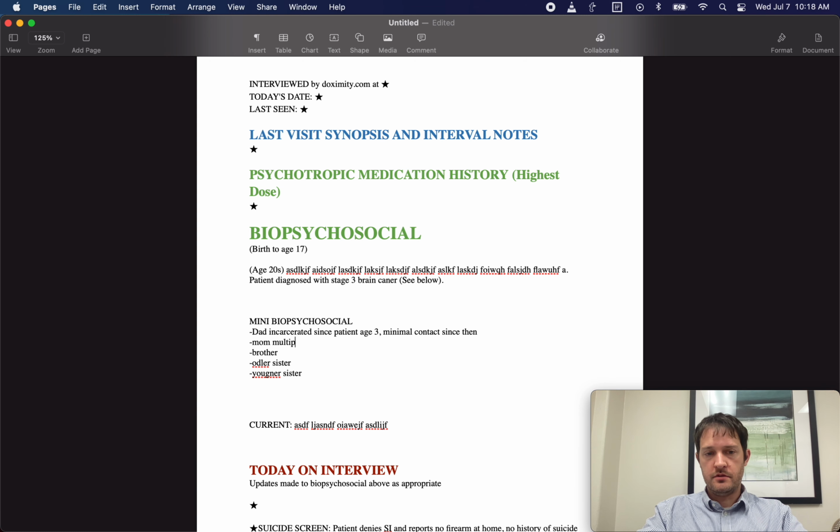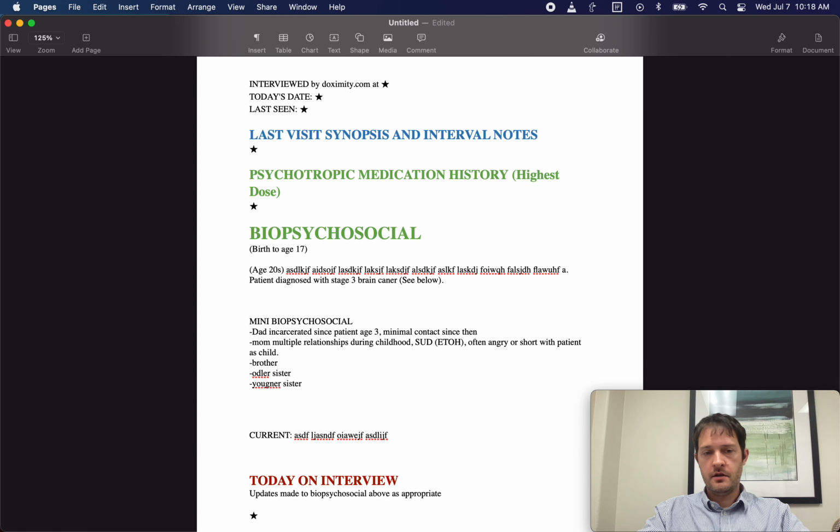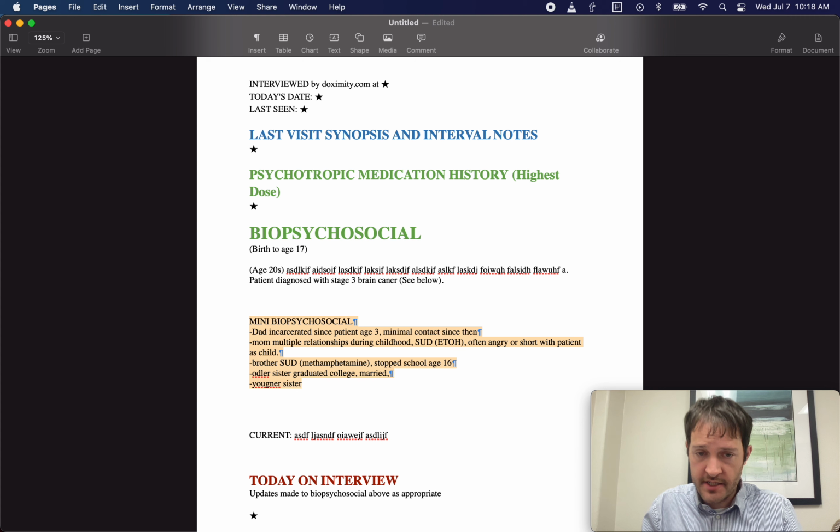Mom, multiple relationships during childhood, SUD, like maybe she had a problem with ETOH, often angry or short with patient as child. Brother, substance, methamphetamine, stopped school age 16. Older sister, graduated college, married, whatever. And you kind of get a general picture of the people that they're interacting with.